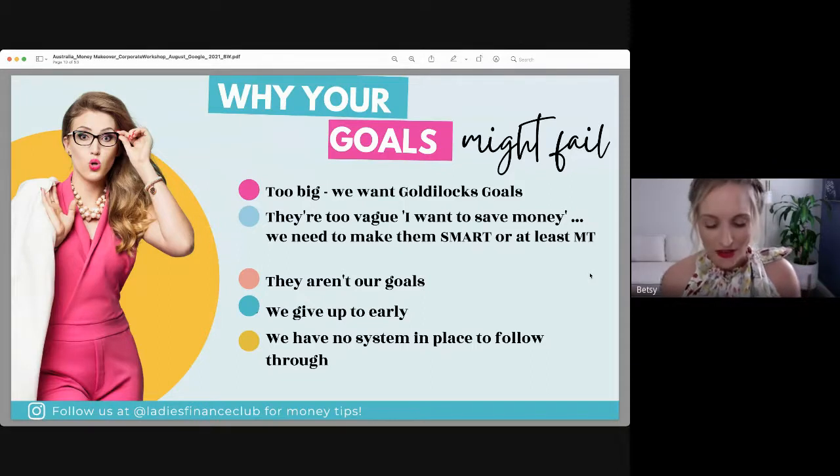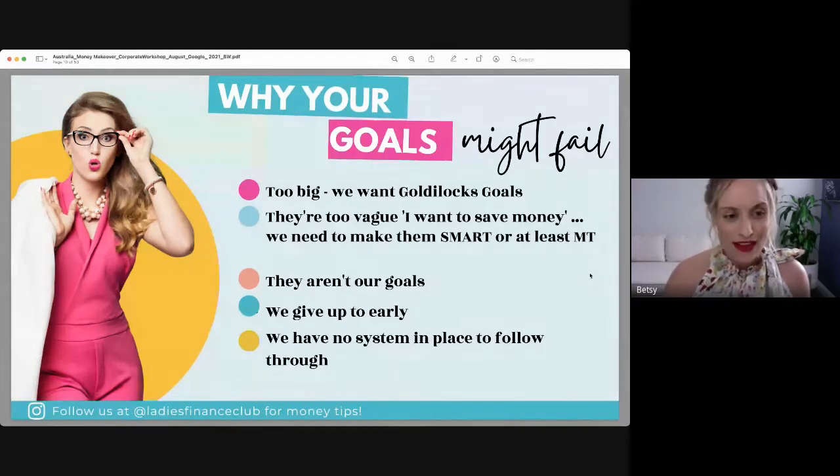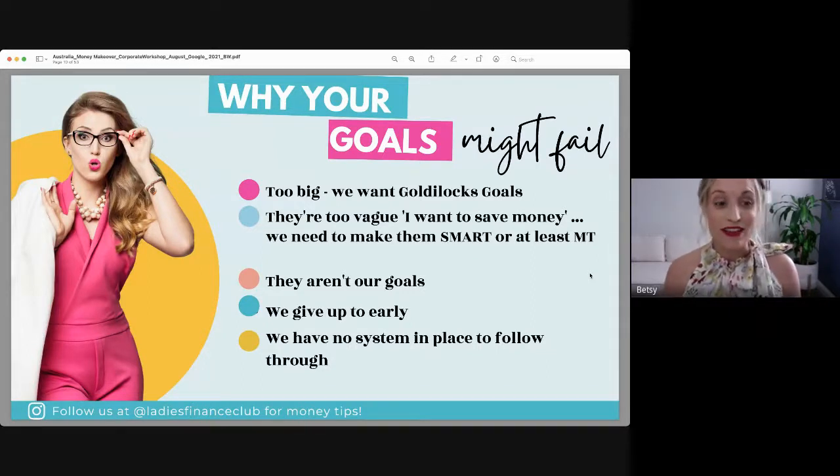Another client I was working with recently kept telling me she wanted to save to buy a house. But when we were talking about it, I just really got the sense that she didn't really want to buy a house. It's just that she felt she should. And actually what she wanted was flexibility to move around the world and live in different places, which was completely in contrast with the money goal. So just really taking time to go, is this actually my goal? Is this what I feel like I should be doing?